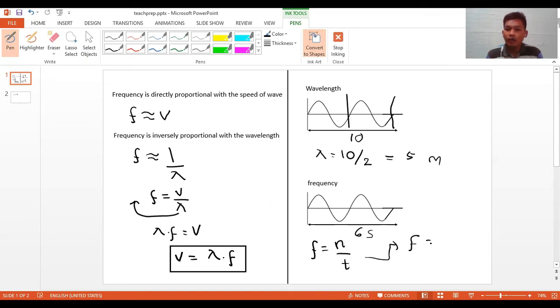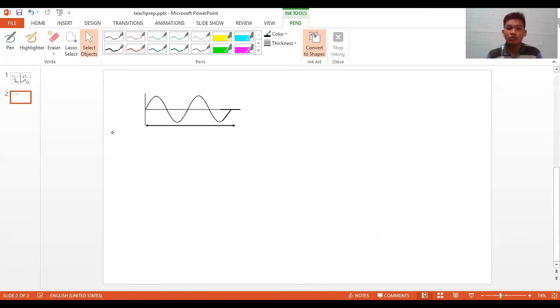F, the number of waves here, we have to count: the first wave and then the second wave, right? So F equals, and because there are 2 waves, we write 2 over 6. So at the end, F is 1/3 hertz. Do you get the point, students? After that, we have to do an exercise regarding the equation, right?